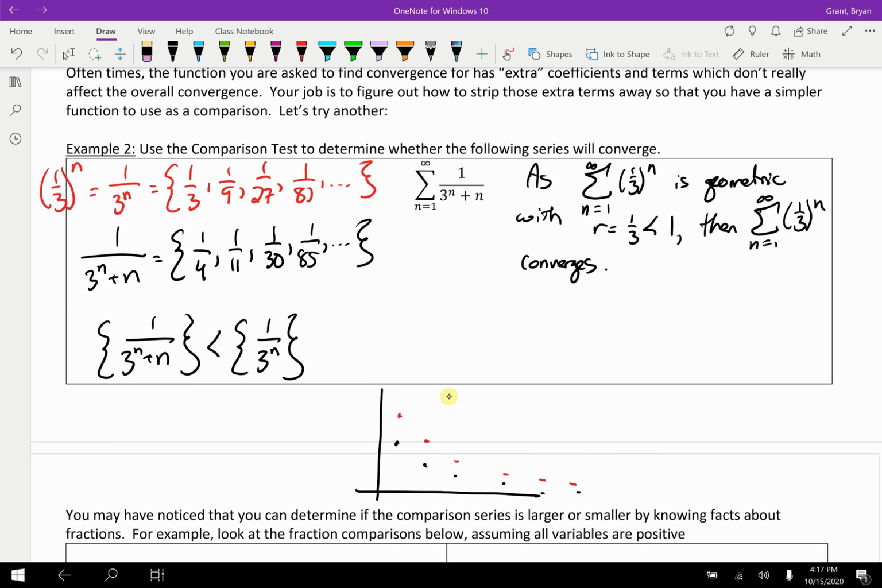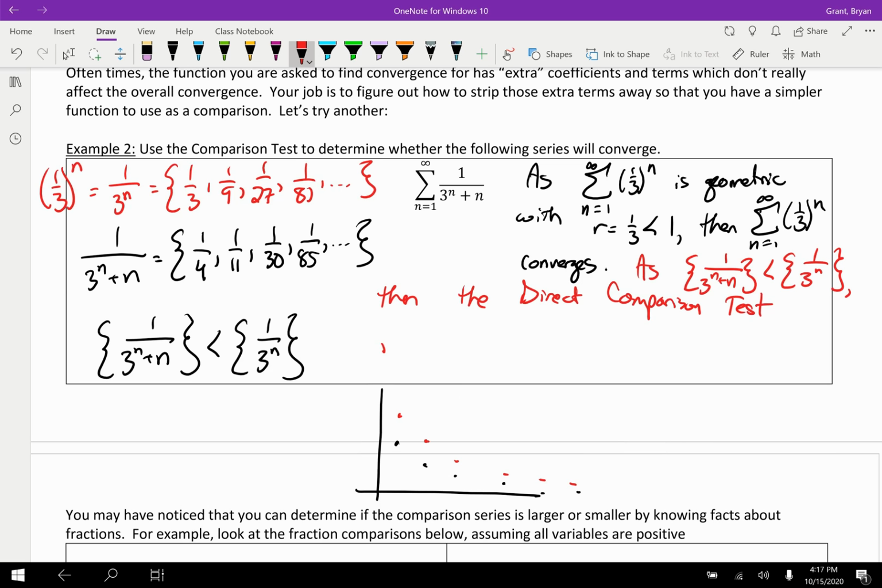So let's put that into words, right? So we'd say something like, as 1 over 3 to the n plus n is less than 1 divided by 3 to the n, then the direct comparison test proves that the sum from 1 to infinity of 1 divided by 3 to the n plus n converges.